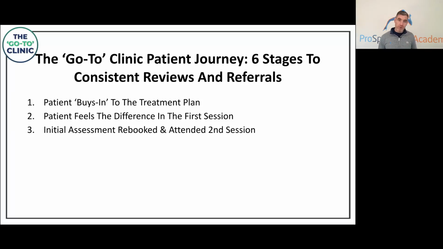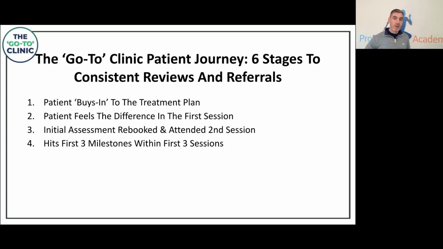They've made progress in the first session, we're assuming. Now, what have we prescribed between the first and second session to continue the progress so that they can continue to feel a difference? By stage 4, they've hit the first 3 milestones in the first 3 sessions. If they haven't hit the first 3 patient-defined value outcomes in the first 3 sessions, that's a patient that's not making progress in my eyes. They're not feeling the progress, so they're at a higher risk of dropping off.